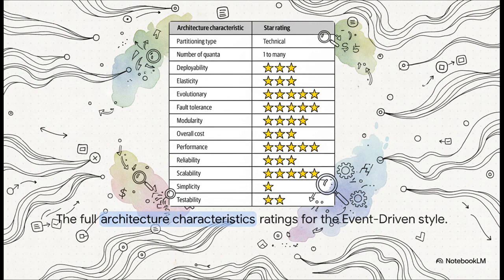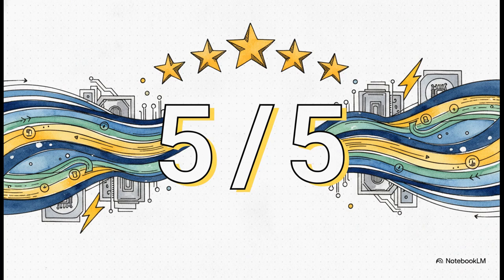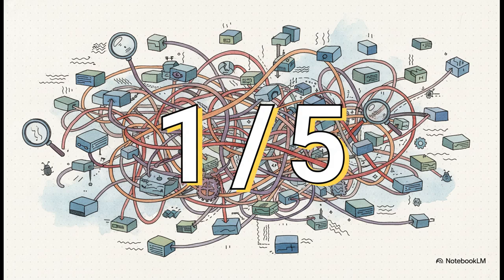Now, I want to highlight two ratings that perfectly capture the core trade-off of this entire style. First up, look at this, a perfect 5-star rating for both performance and scalability. And it's pretty easy to see why, right? The whole asynchronous, parallel nature of this architecture is just built for high-throughput, high-performance systems. This is its superpower.